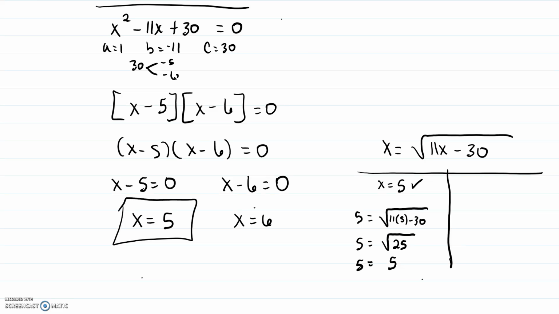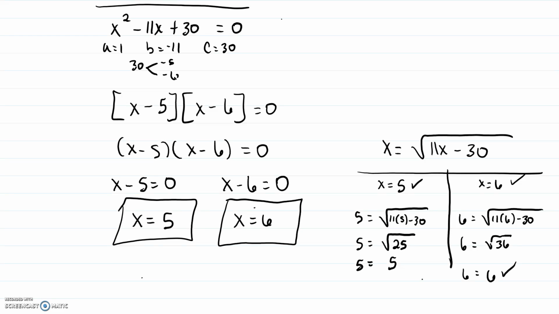We're going to do the same thing with 6 and make sure it works for us. 11 times 6 is 66. Minus 30 is 36. The square root of 36 is 6. So that one works too. So both of those are solutions to this radical equation.